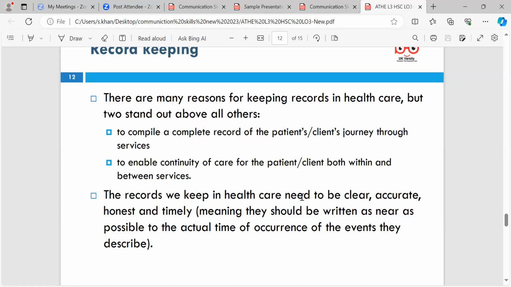Yes. Obviously keeping a record is to have the patient's journey through any sort of services, or the continuity of the patient client. If there's anything that the next person has to come on to, we need to make sure that the records are clear, accurate, and timely, so that we understand them.